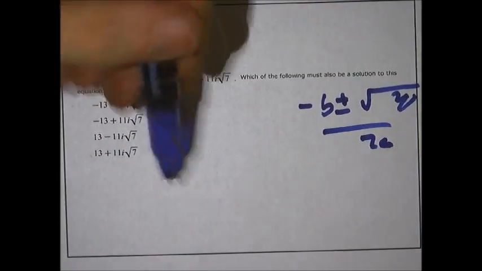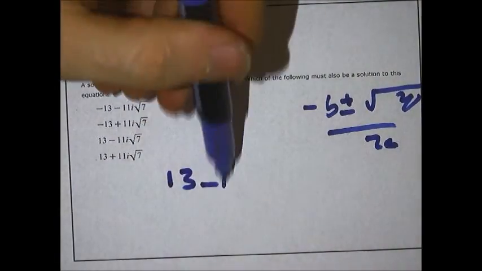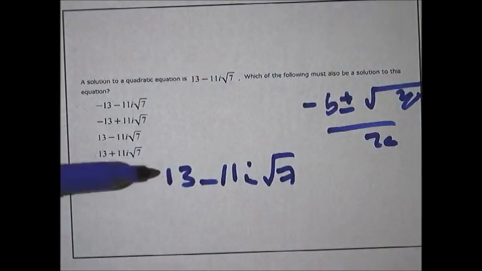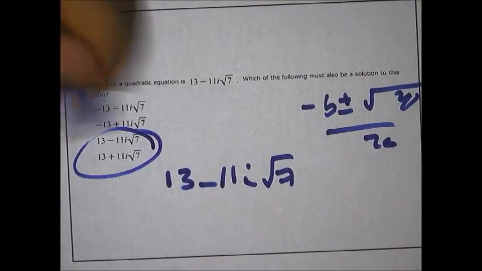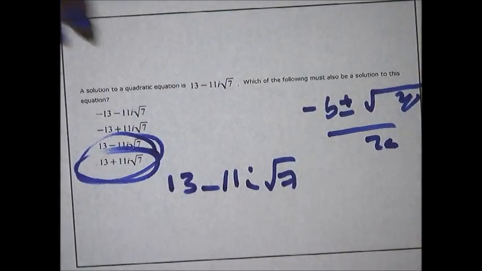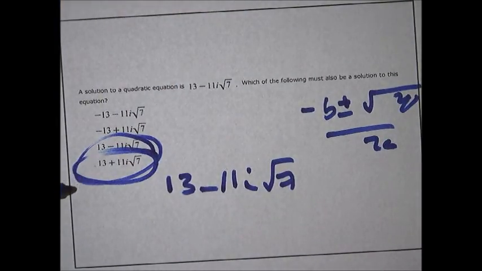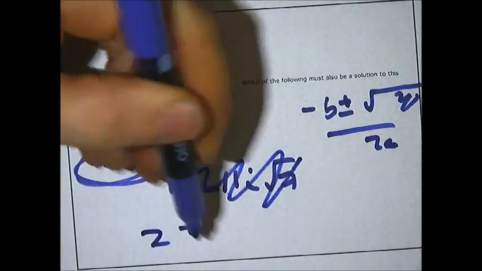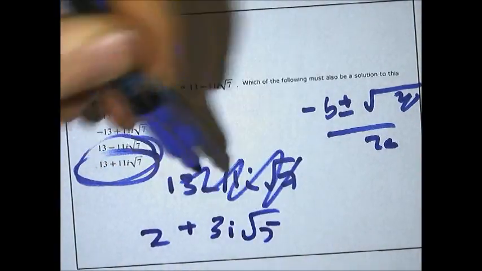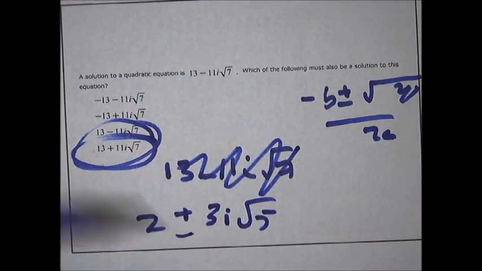So if they gave me 13 minus 11i root 7, the answer that's missing is 13 plus 11i root 7. Circle them both. The only thing you're changing is the symbol in the middle. If it had said 2 plus 3i root 5, the part that was missing would have been the minus.